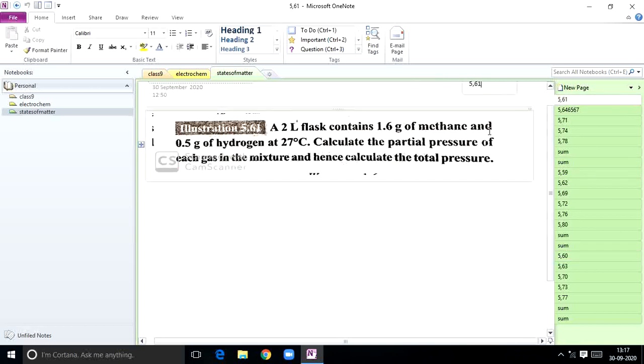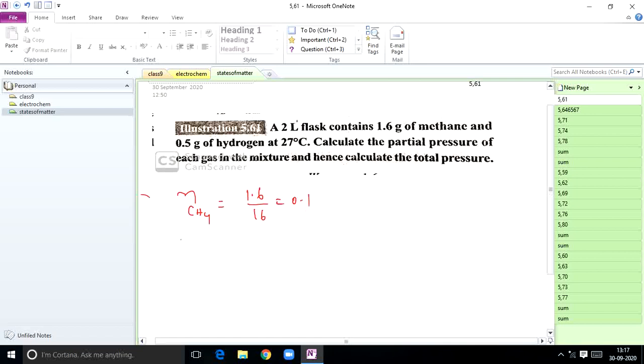Next, a 2 liter flask contains 1.6 grams of methane, 0.5 grams of hydrogen at 27 degrees Celsius. Calculate the partial pressure of each gas in the mixture and hence the total pressure. So same model, students, first what you have to calculate? Number of moles of methane is equal to mass of methane. What is the mass of methane given? 1.6 by gram molecular mass of methane, 16, so you'll get 0.1.